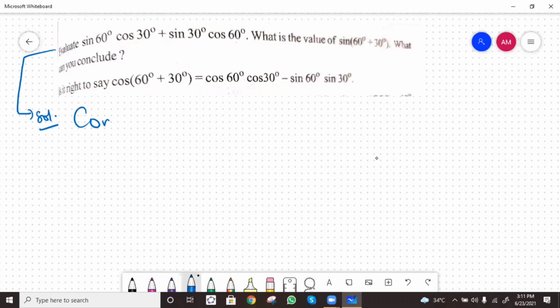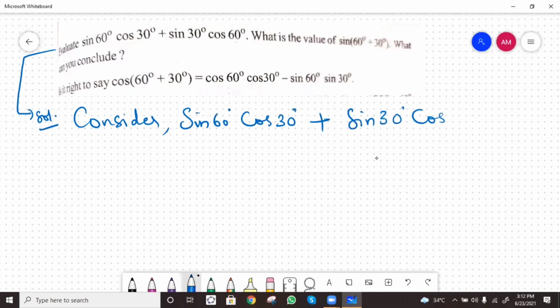Consider sin 60 cos 30 plus sin 30 cos 60. So what is the value of sin 60? Very good, root 3 by 2. What is cos 30? Root 3 by 2. What is sin 30? 1 by 2. What is cos 60? 1 by 2.